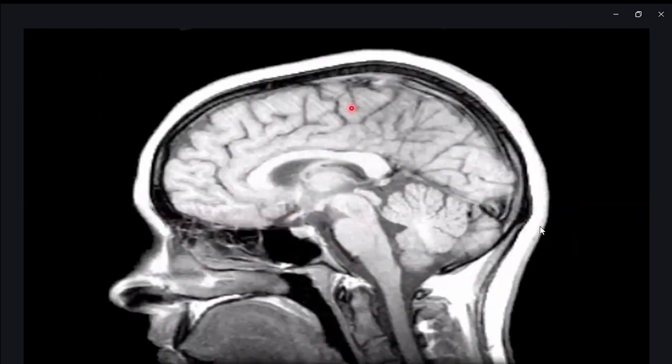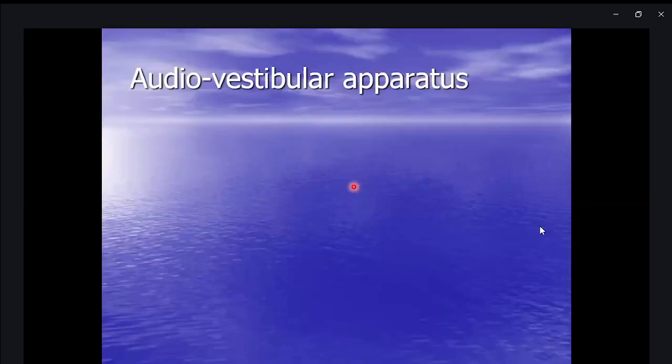So let's look at the audiovestibular pathway, the audiovestibular apparatus. Remember, through the internal acoustic meatus are the facial nerve and vestibulocochlear nerve. The vestibulocochlear nerve has two components. It has a cochlear division, which is for hearing, and it has a vestibular branch, which is for balance.